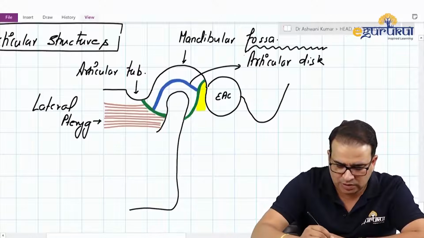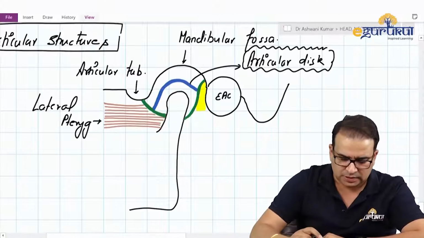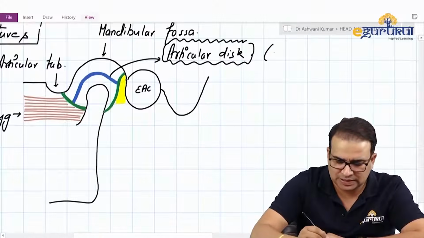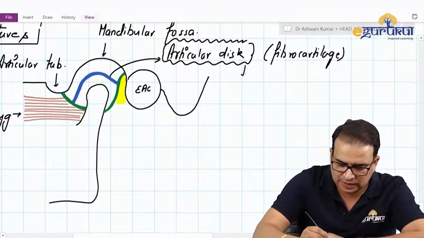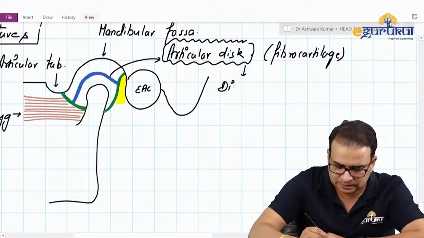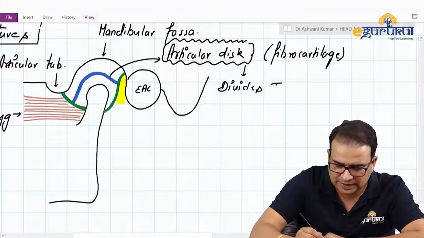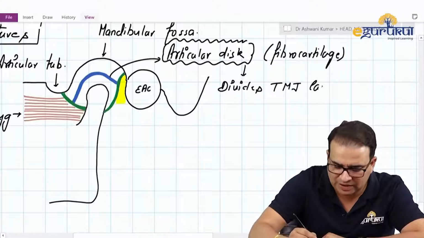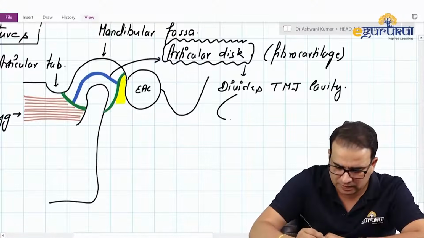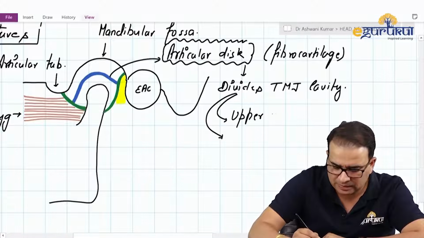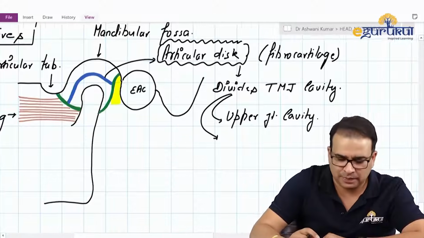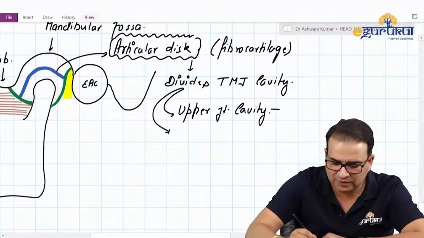So let's write a little more about this articular disc. As we said, structurally it is a fibrocartilage, and this articular disc divides the temporomandibular joint cavity into two parts. So we have this upper joint cavity, and as we already discussed, the upper joint cavity is for what movement?